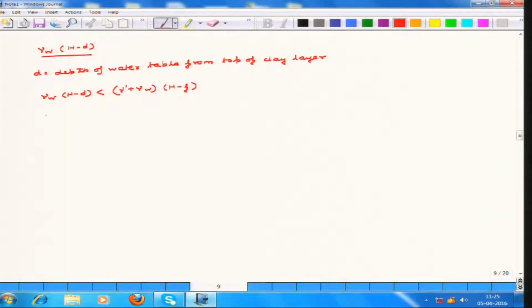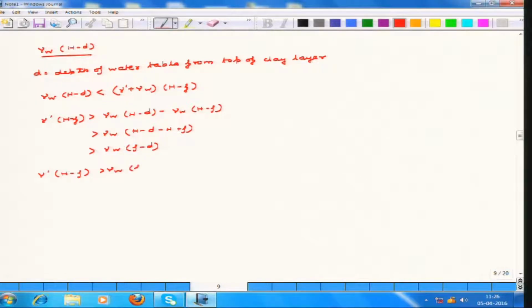If you solve this, it comes out to be gamma dash into H minus F must be greater than gamma W into H minus D minus gamma W into H minus F. This is equivalent to gamma W into H minus D minus H plus F, which is equivalent to gamma W into F minus D. So, gamma dash into H minus F must be greater than gamma W into F minus D.